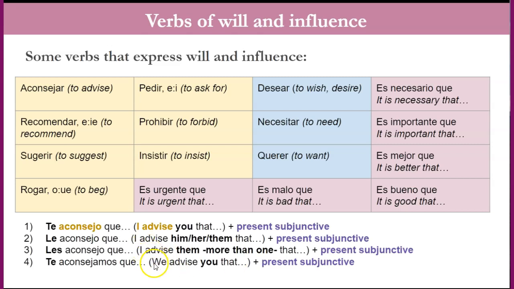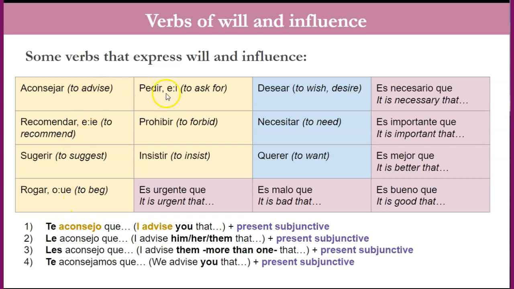So the verb in the subjunctive would be the verb in the subordinate clause here. It's being triggered by this verb of will and influence. This verb of will and influence is going to be conjugated in the present of the indicative.